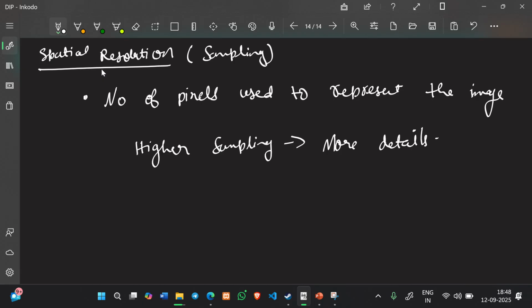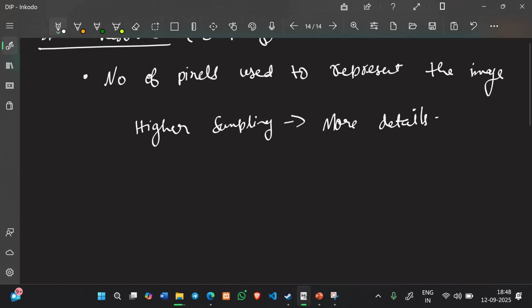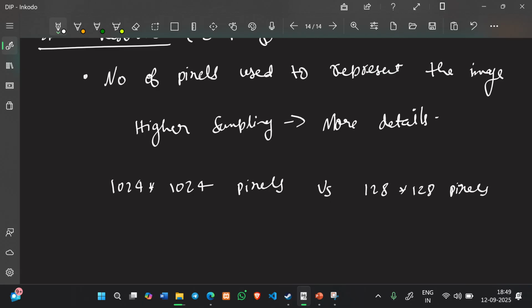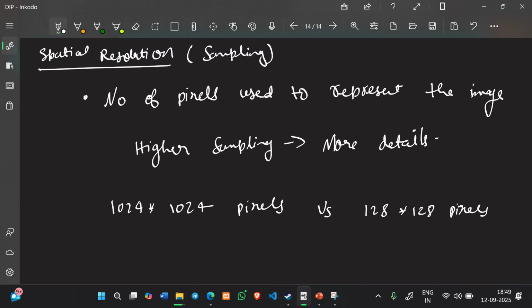Okay. So suppose you have a photo at 1024 into 1024 pixels versus 128 into 128 pixels. So tell me, which has more details? Obviously, because the number of pixels is greater in this photo, its details and its resolution are high. Obvious, no? So this is all about your spatial resolution or your sampling.